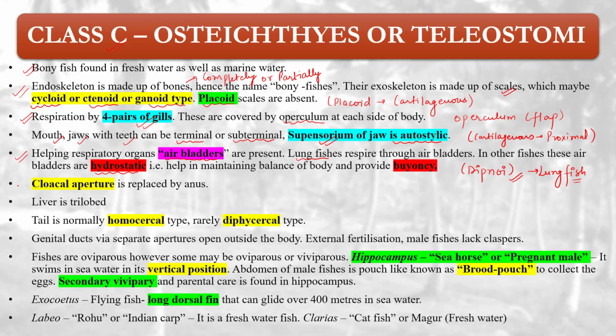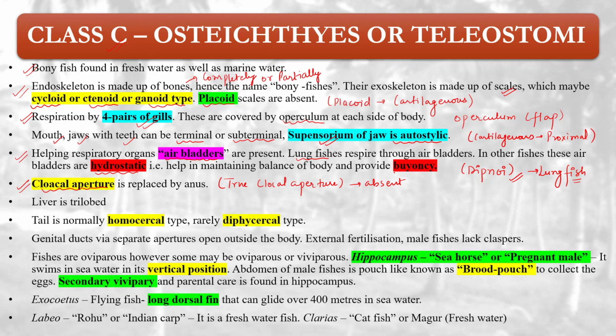In cartilaginous fishes, the cloacal aperture receives the genital ducts. But in bony fishes, the cloacal aperture is replaced by the anus. So you can also write that the true cloacal aperture is absent in bony fishes.